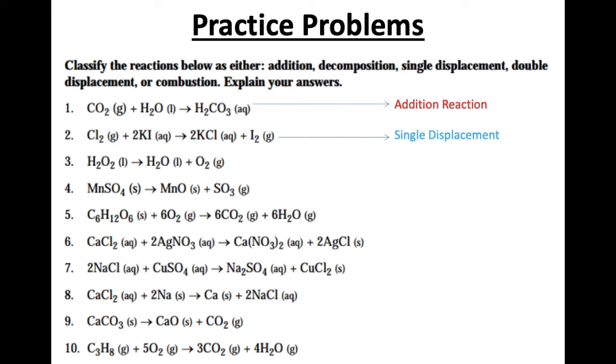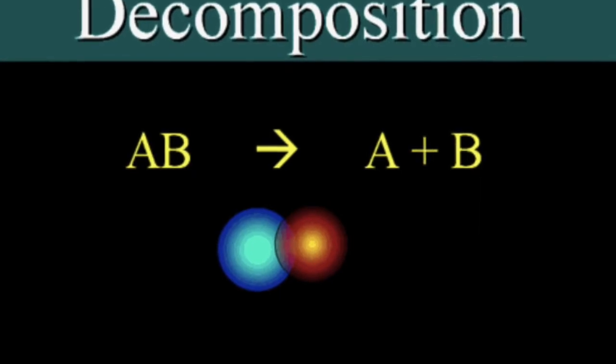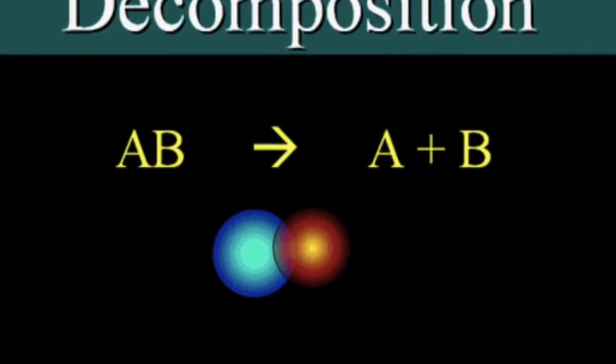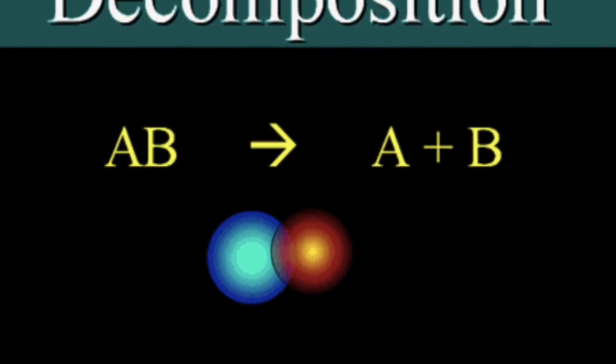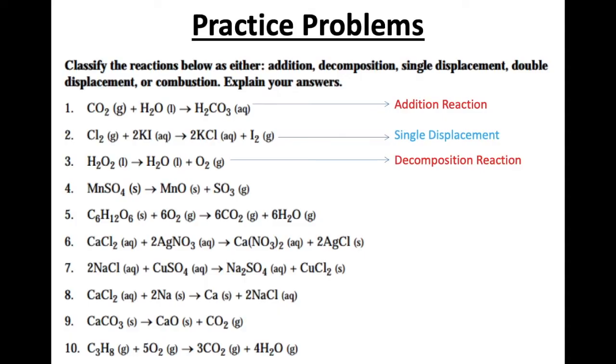Number 3, you have H2O2 going to water and oxygen. This is a decomposition reaction. This is where we get AB reacts and gives us A plus B separately. Number 4 is also a decomposition reaction. Follows the same exact protocol. AB reacts to give us A plus B.